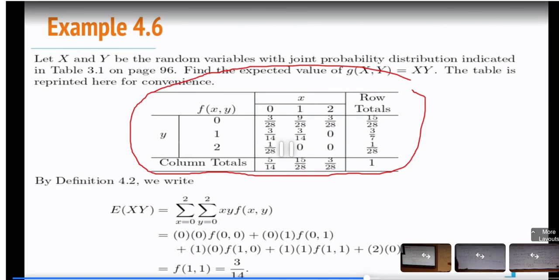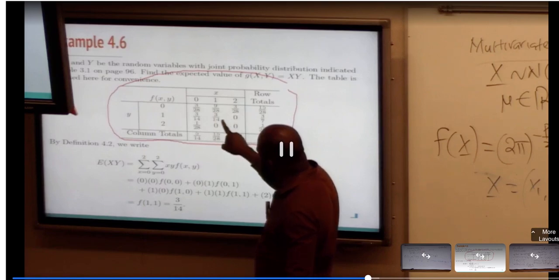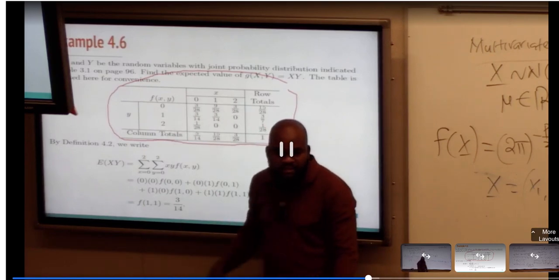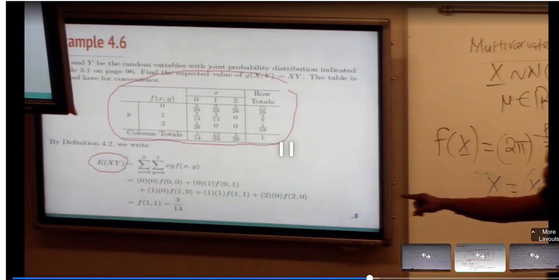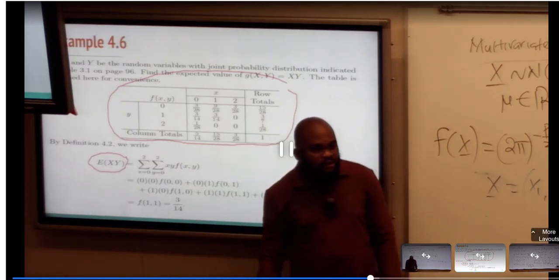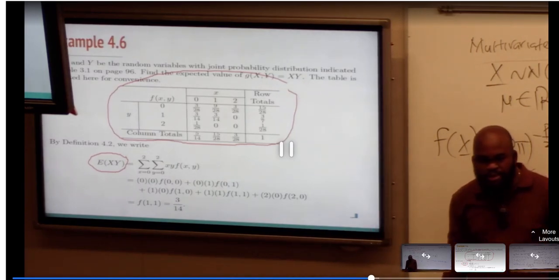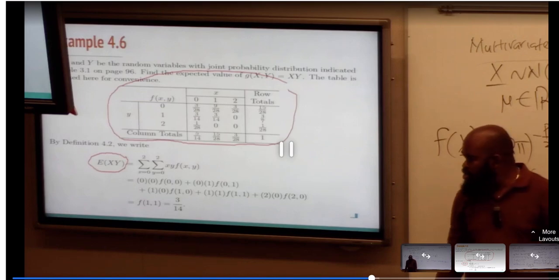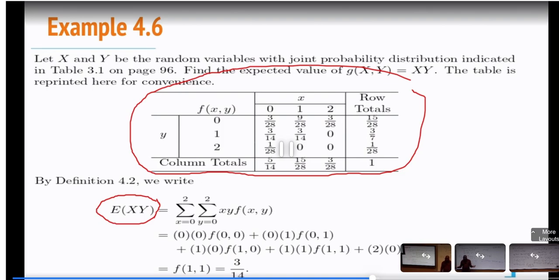Now, you have this. Do you know that the f of x, y, which is the probability of the joint occurring, is what they gave in the table for different combinations? Now, the question is, I want to find the expectation of a product. Why do I need to find the expectation of a product? Because if we want to find covariance, we need the expectation of a product inside covariance.